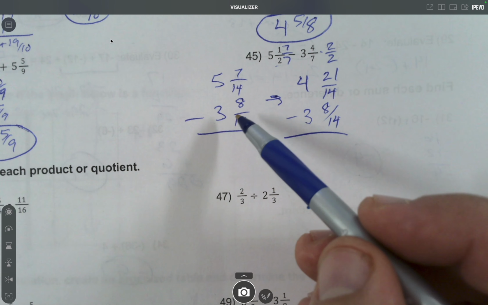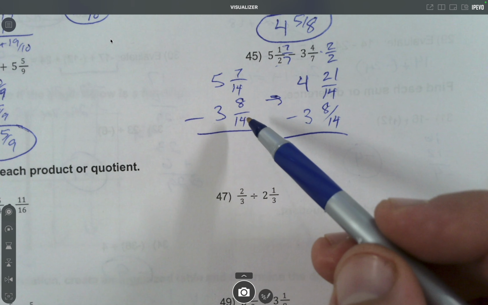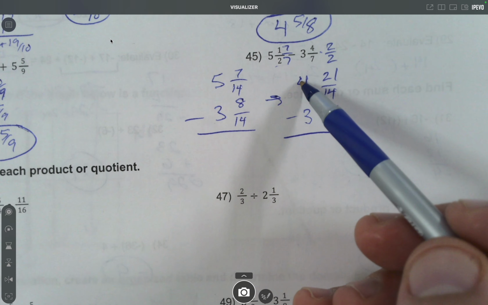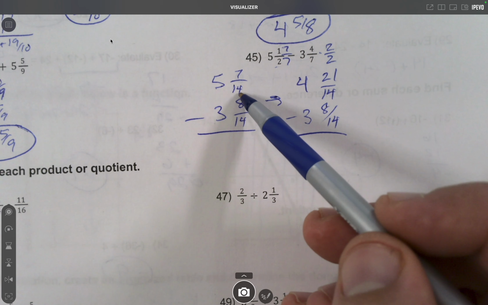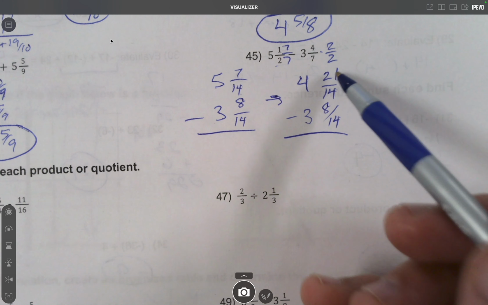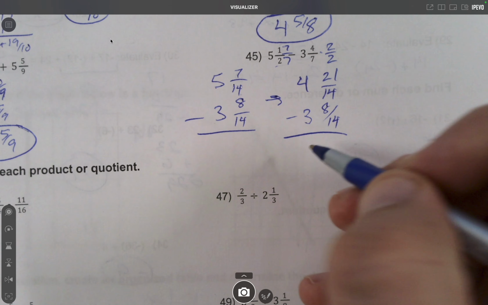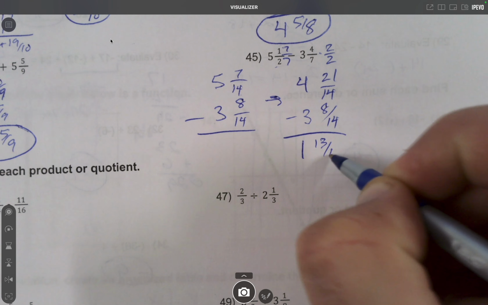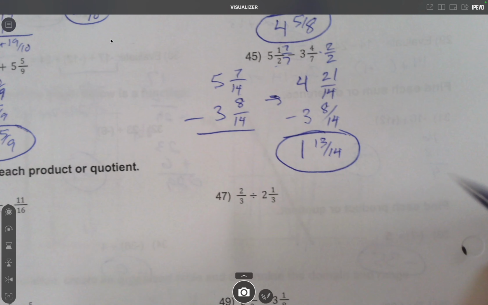So when the bottom number is bigger than the one on top, you have to borrow. So you take 1 away from the whole number, you just add the denominator to the numerator. 14 plus 7 is 21. 4 minus 3 is 1. 21 minus 8 is 13. And we have our answer.